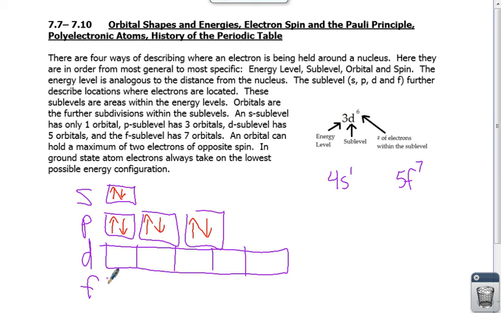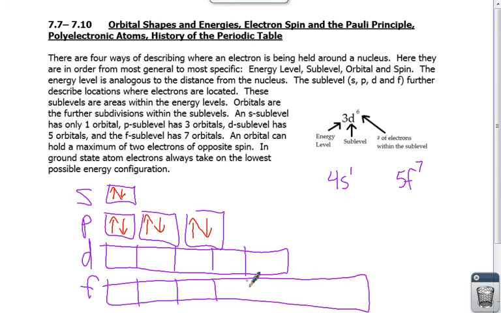And then the F's can have 7 orbitals. There we go. So 1 orbital, 3 orbitals, 5 orbitals, 7 orbitals. Oops, that's not the number 7, that's the number 6. Odd numbers, 1, 3, 5, 7, multiplied by 2, can hold 2 electrons, 6 electrons, 10 electrons, 14 electrons.